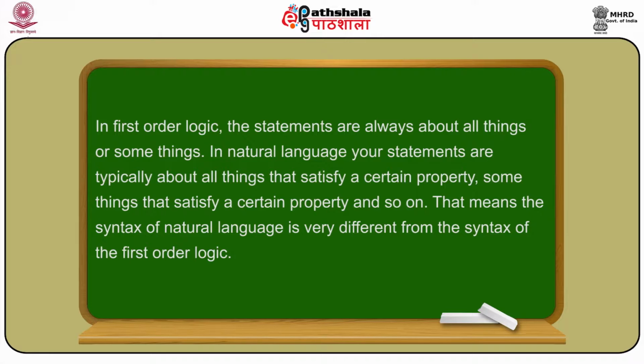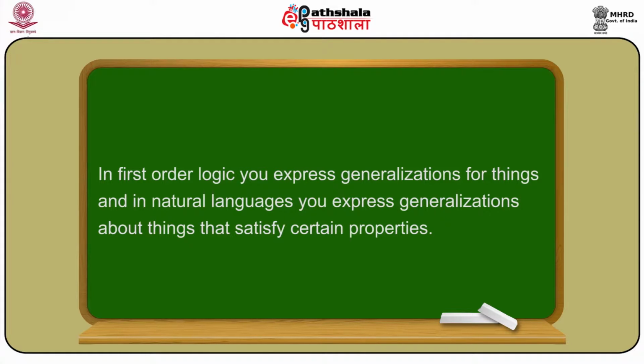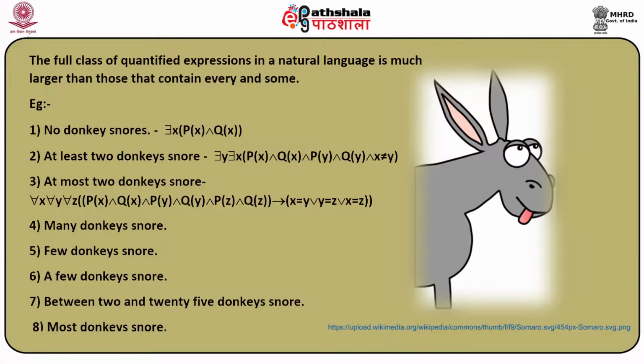That means the syntax of natural language is very different from the syntax of first order logic. In first order logic, you have a quantifier symbol that has a variable in it, and then it binds some variables inside another thing that we call a formula, and that's the way it operates. So in first order logic, you express generalizations over things. In natural languages, you typically express generalizations about things that satisfy certain properties. Now, the full class of quantified expressions in a natural language is much larger than those that contain every and some. So, for example, let's take a look at the following sentences of English. No donkey snores. At least 2 donkeys snore.